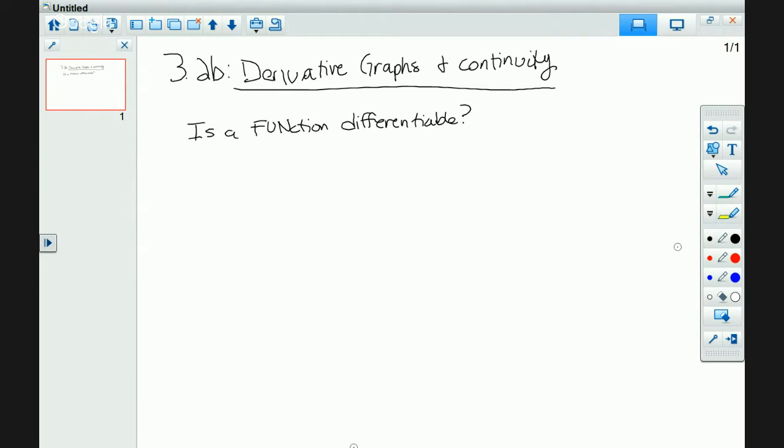Okay. What does this mean? Does it have a derivative? We've masked it. Same question. Okay. So differentiability is talking about functions having derivatives.